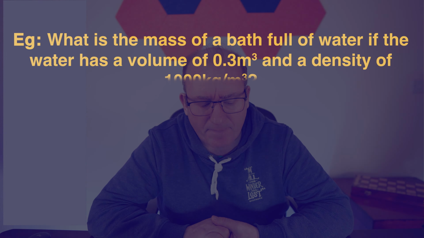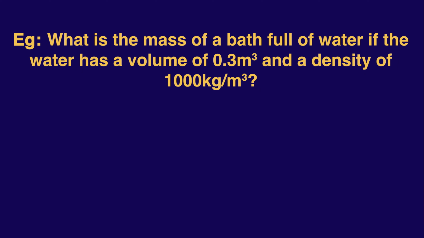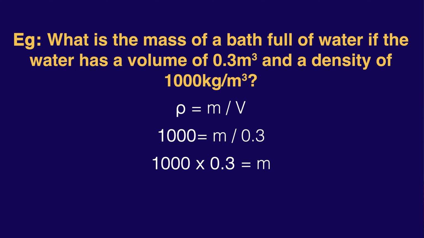What is the mass of a bath full of water if the water has a volume of 0.3 metres cubed and a density of 1,000 kilograms per metre cubed? Well, we start with the equation, rho equals little m over big V. We then substitute the numbers in. 1,000 equals little m over 0.3. We don't know what the mass is, so we leave it as little m. We now need to move the 0.3 over to get the m on its own. So we get 1,000 times 0.3 equals little m. And that equals 300 kilograms.